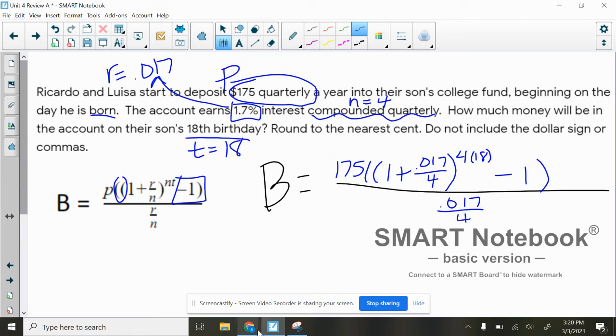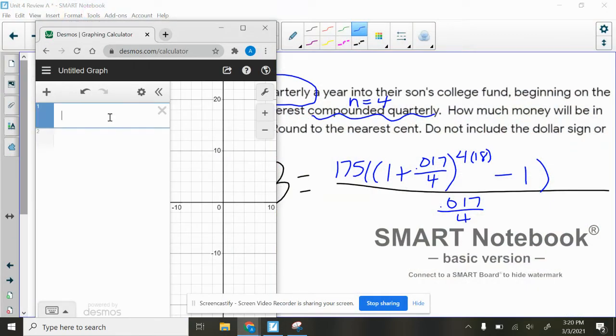Okay, and we are going to plug that into our handy dandy Desmos because it makes life easy. I am going to start by hitting the fraction key. 175, double parentheses, 1 plus 0.017 divided by 4. I'm going to hit 1 closing parenthesis and raise that to the nt power, just like we normally would. In this case, it's 4 times 18. Oops. Hitting way too many wrong keys. Let's try that again. It didn't even take my exponent. 4 times 18. Beautiful. Much better now.